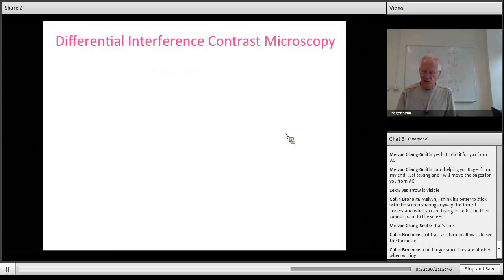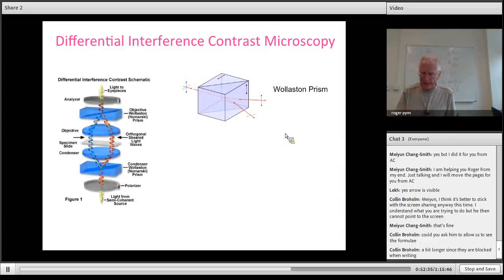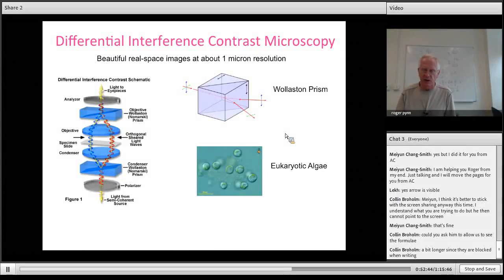I just wanted to show you that you can do this has an analogy in a light microscope called a differential interference contrast microscope. What you do in the differential interference contrast microscope is you take these calcite prisms that I showed you, but you use two of them, and you use them stuck together so that the principal optical axes are actually perpendicular to each other.